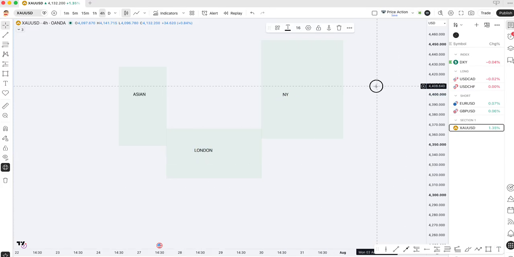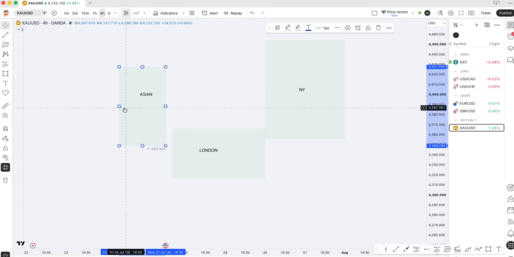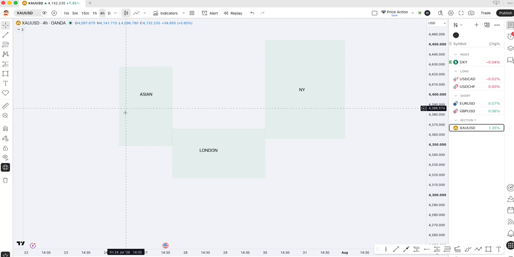And this is New York. So price moves in sessions based on time rather than based on price. This I learned by looking at my data and realizing that most of my losses occur in session.